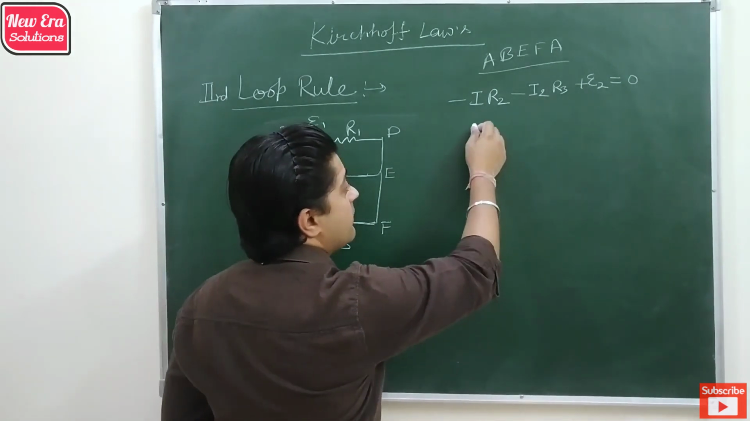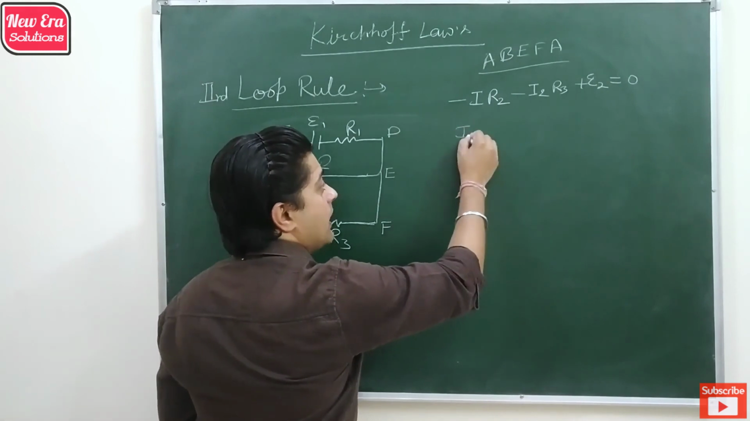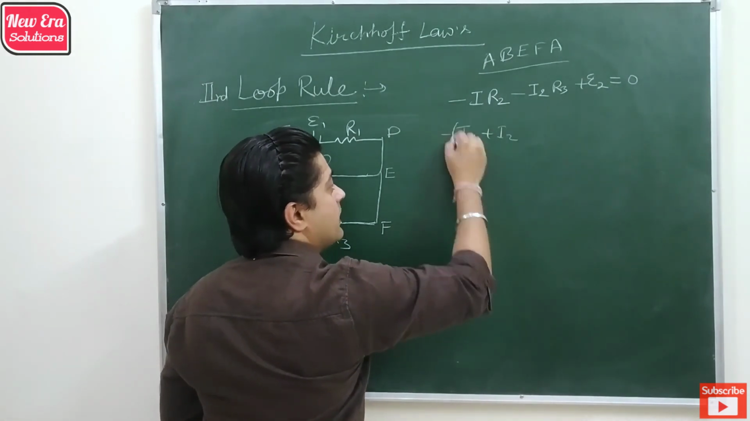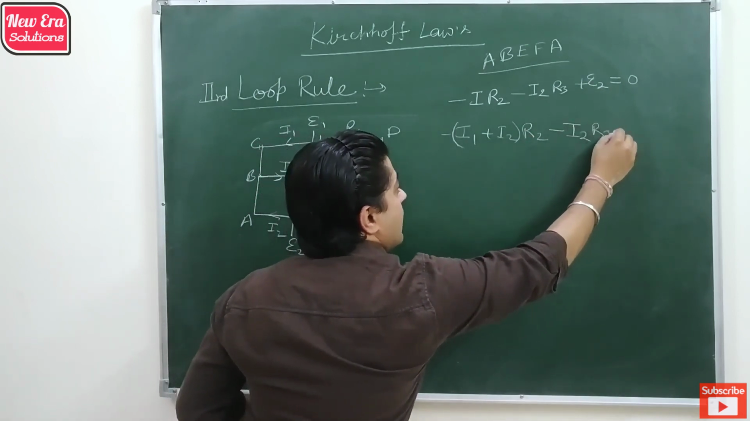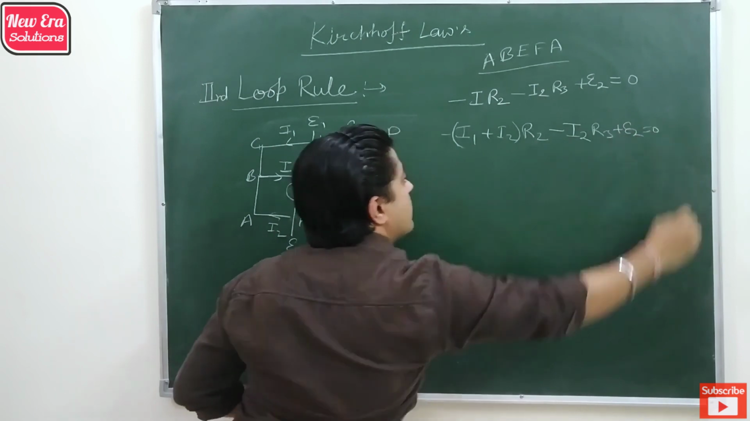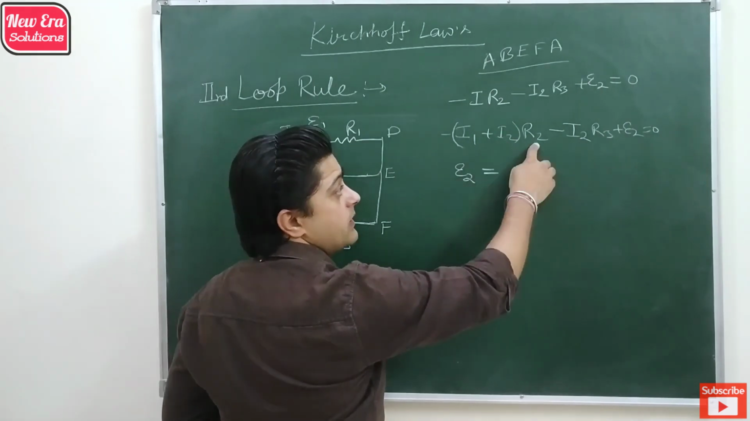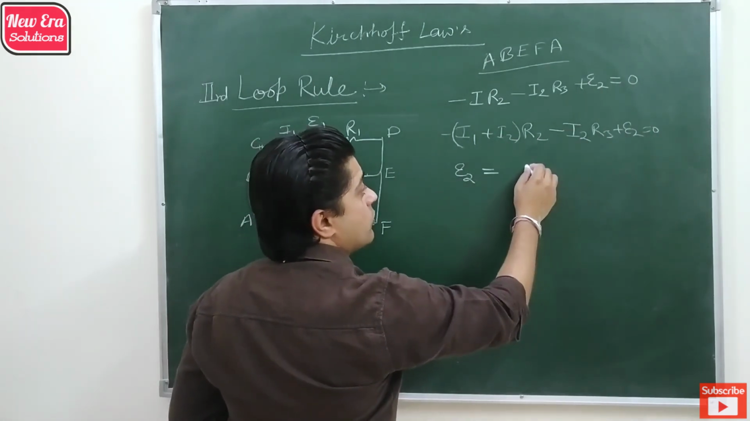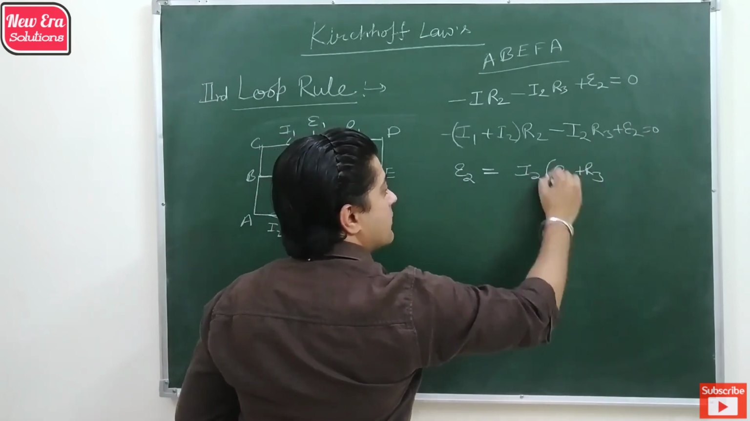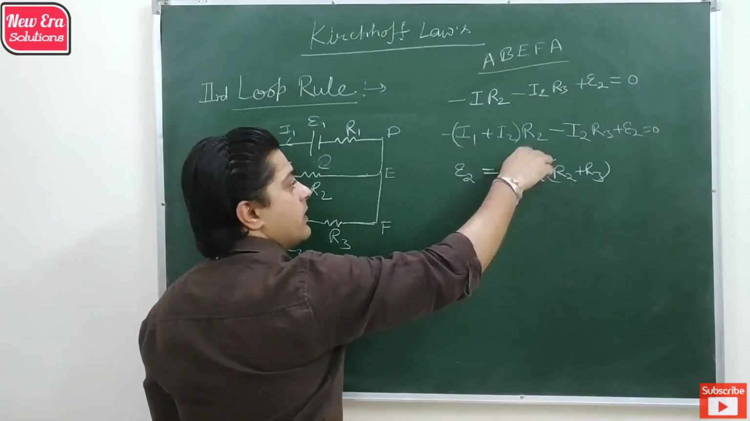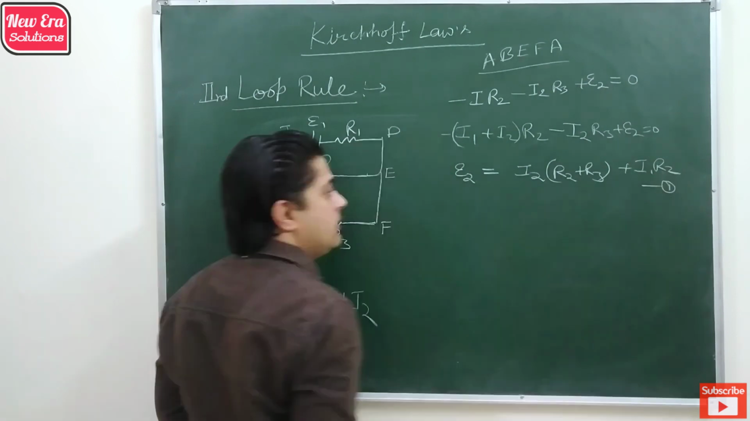By simplifying, we use I equal to I1 plus I2. So minus (I1 plus I2) into R2, minus I2 R3, plus E2 is equal to 0. Then E2 is equal to I2, common to R2 as well as R3, so I2 into (R2 plus R3), and then minus I1 R2 becomes plus I1 R2. This is equation 1.